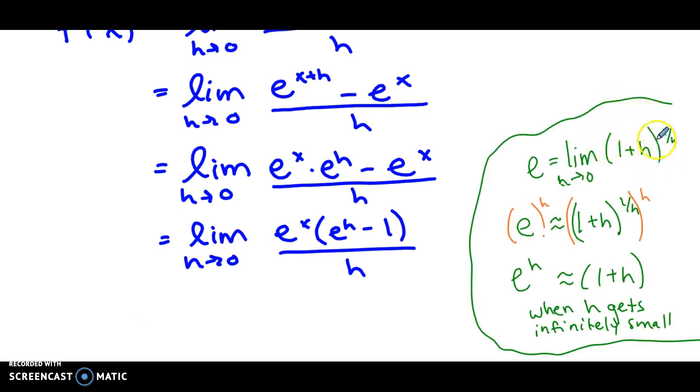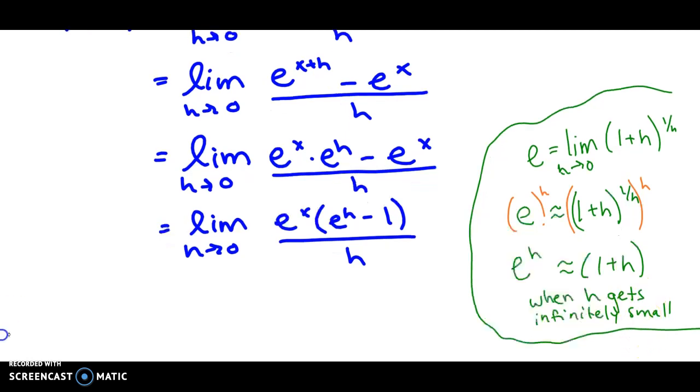Let's show some side work here. Now, here I have this e to the h, which we're not sure at this point yet what that represents. But remember just before, on my previous page, we said that e is equal to the limit as h approaches 0 of 1 plus h all to the 1 over h power. Okay, well, if I put both sides to the h power, well, now, again, this is when h is really small. Or in other words, the limit as h approaches 0, h is really small. There's a really small difference here. So if I put both sides to the h power, well, then we see that e to the h is about equal to 1 plus h when h gets infinitely small.